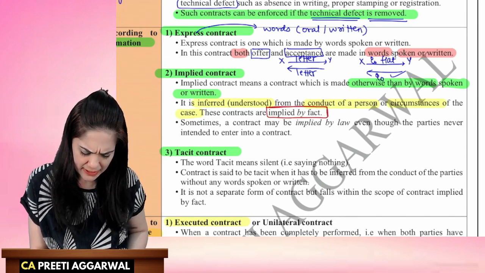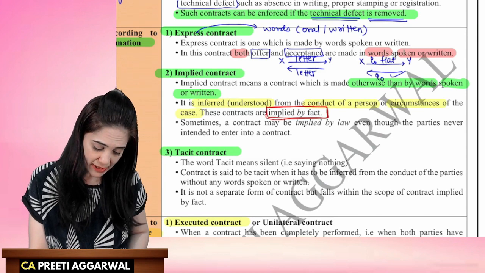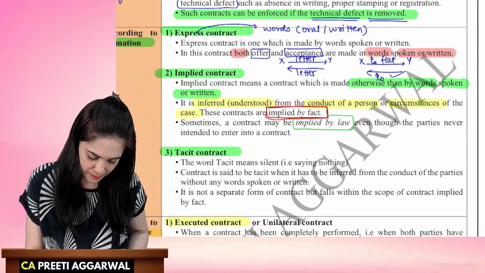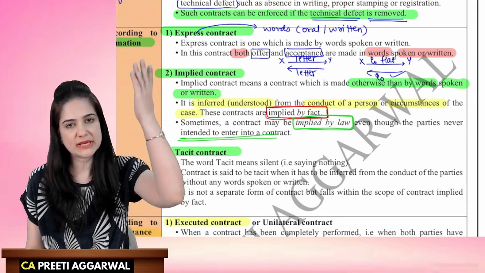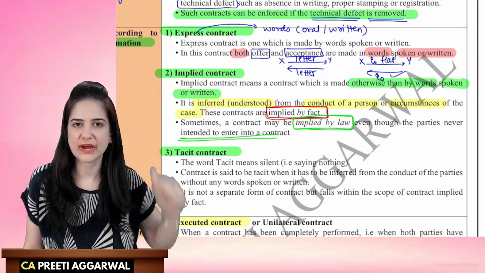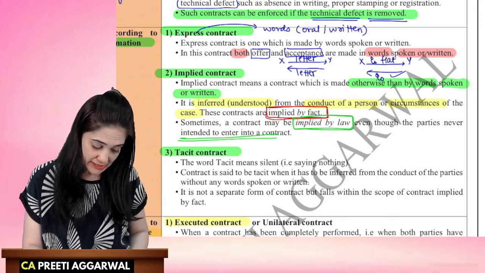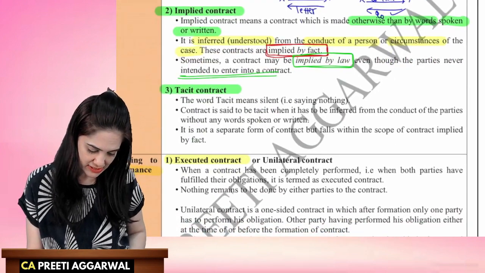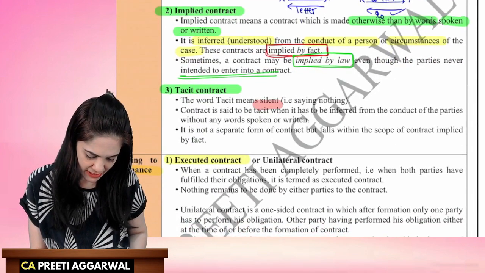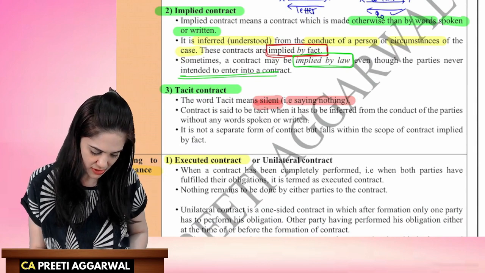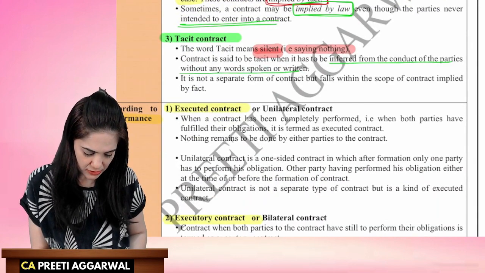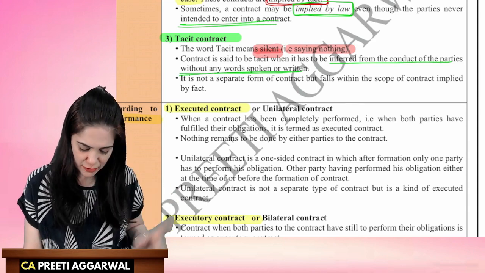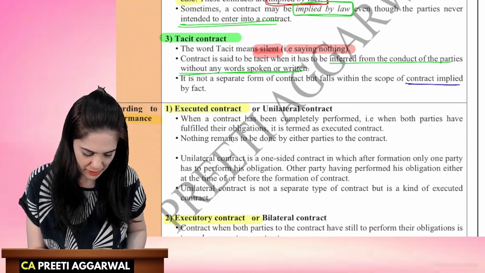Now what are implied by law? Implied by law means that parties never intended to contract, but law says because of the circumstances a contract is created. Tacit contract. Tacit means it is silence. Words are not used. It is inferred from the conduct of the parties without any words. It's not a separate kind of contract. It comes within implied by fact.